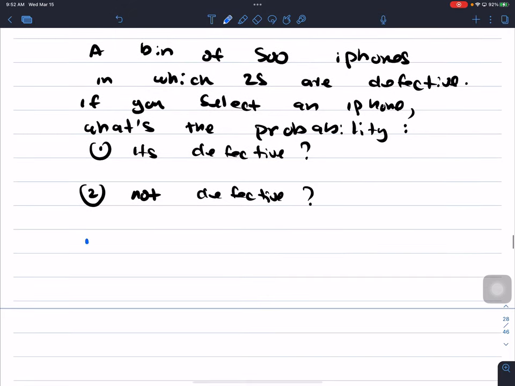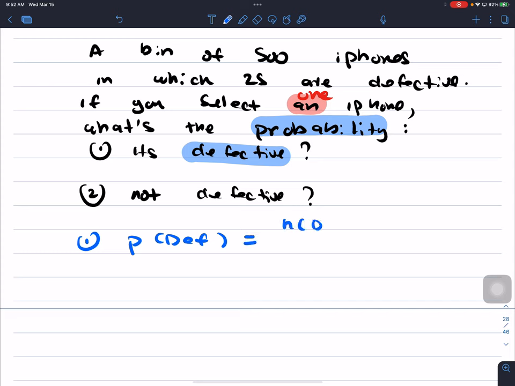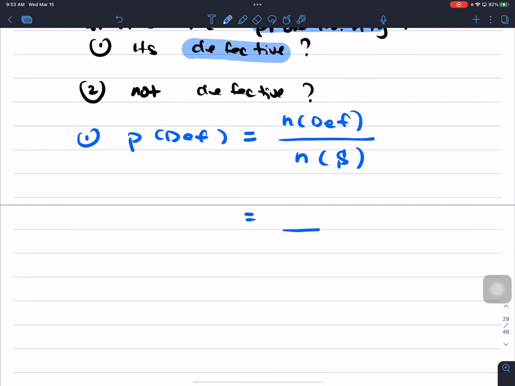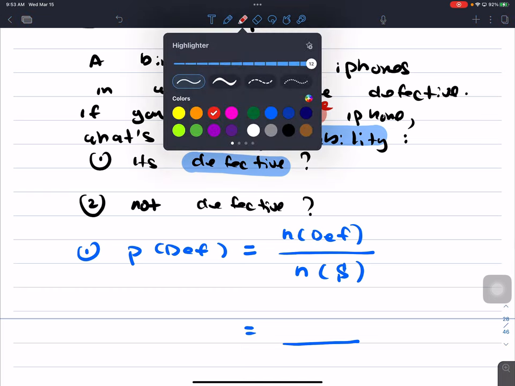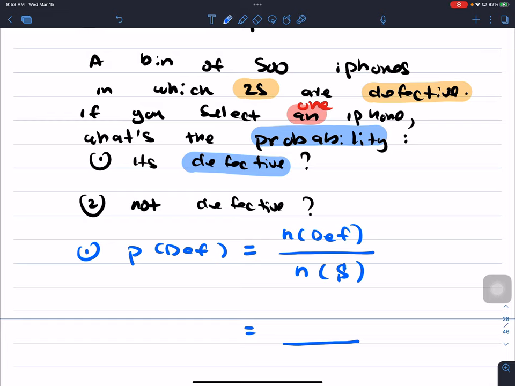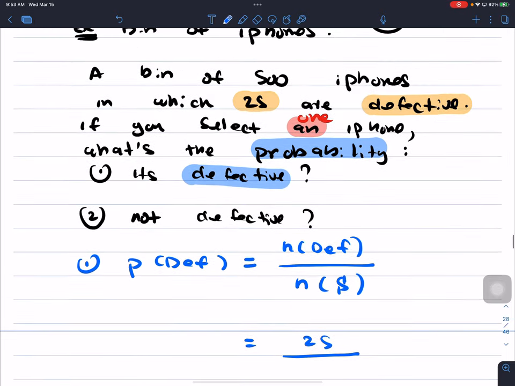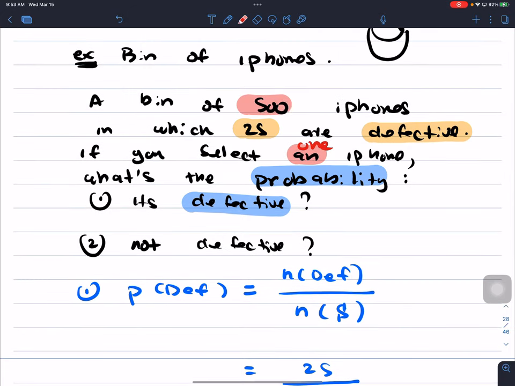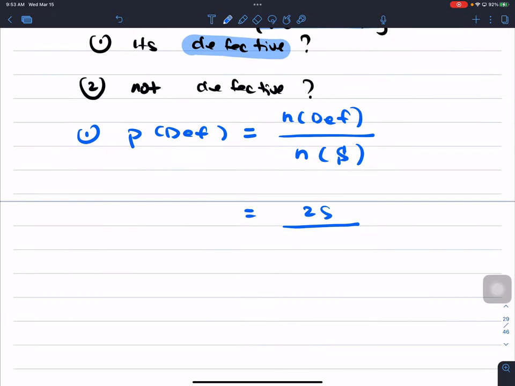So for question one, we know they're asking a probability question. Is that right? Say yes. Good. They're asking, what's the probability that you have a defective? Because you're selecting an iPhone. What does an and a mean? One. Okay. So by definition, the probability an iPhone is defective, we need to know how many are defective out of the total. How many iPhones are defective? 25 defective. Is that true? So we're going to put 25 out of, do you guys know how many iPhones are in the bin? 500? Okay. So this is 25 out of 500. You guys okay with that?